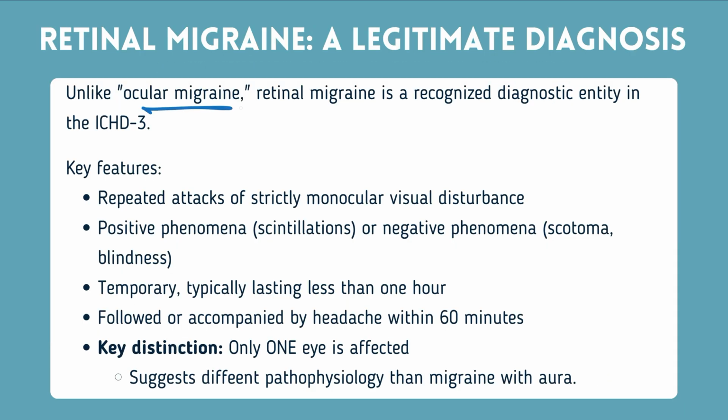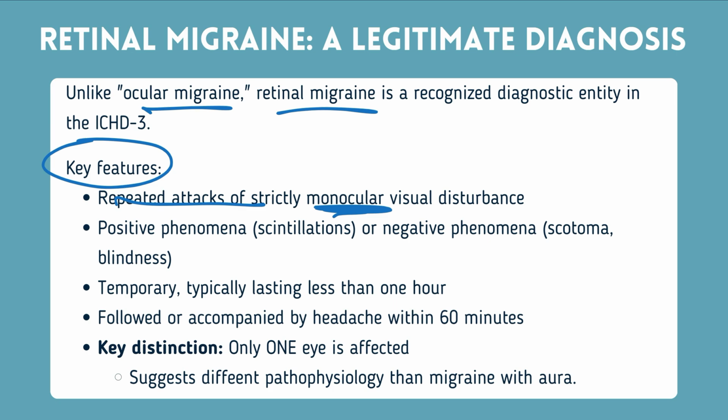So unlike ocular migraine, retinal migraine is a recognized diagnostic entity in the ICHD-3. This is a legitimate but rare subtype of migraine with specific diagnostic criteria that we'll discuss in the next slide. So let's talk about some of the key features of retinal migraine. Retinal migraine is characterized by repeated attacks of monocular visual disturbance. This means visual symptoms affect only one eye.